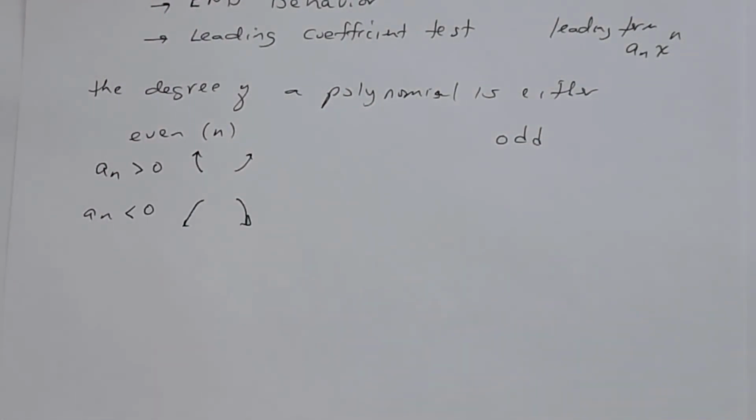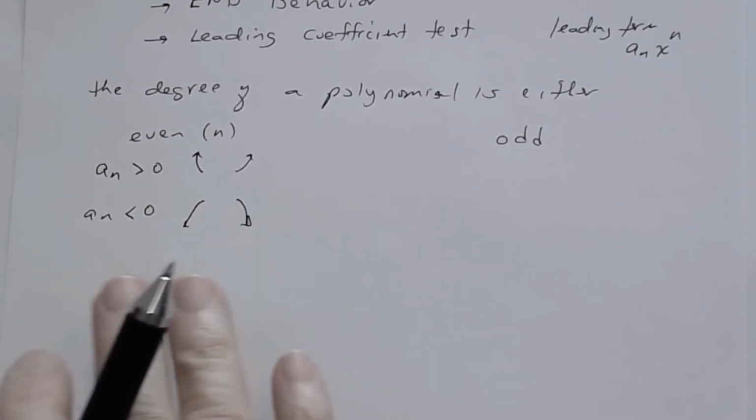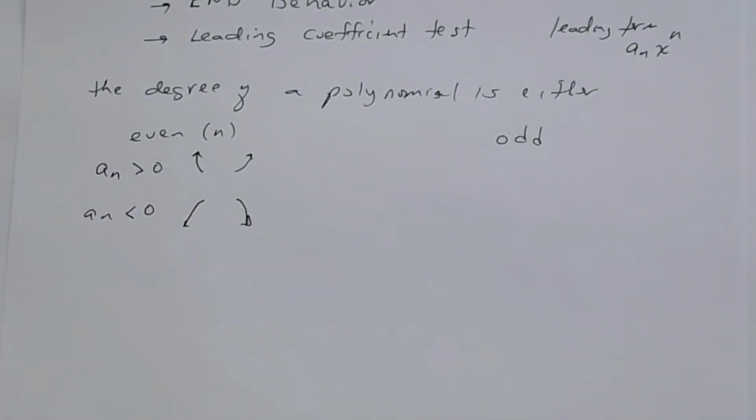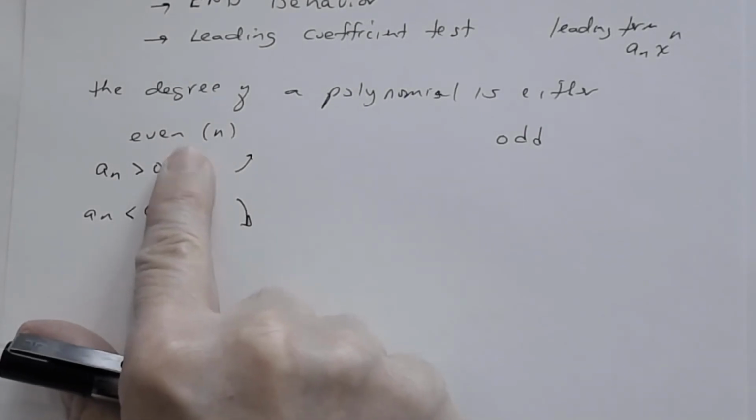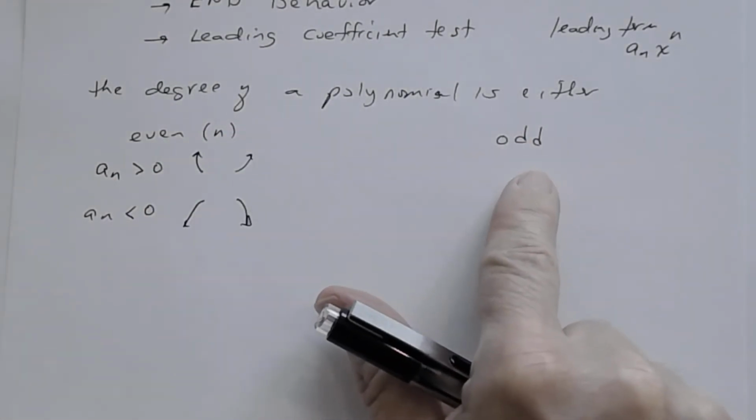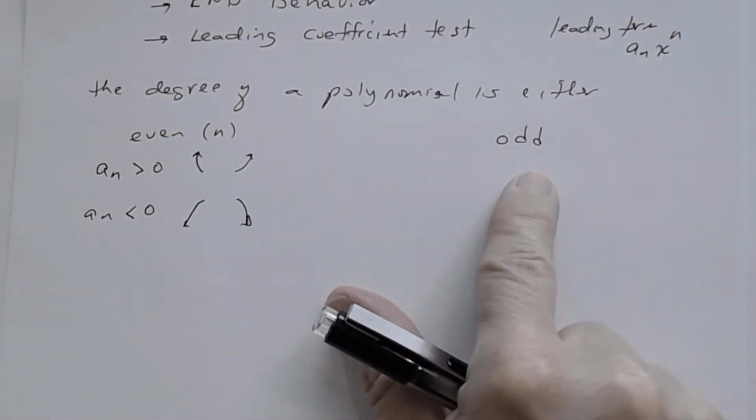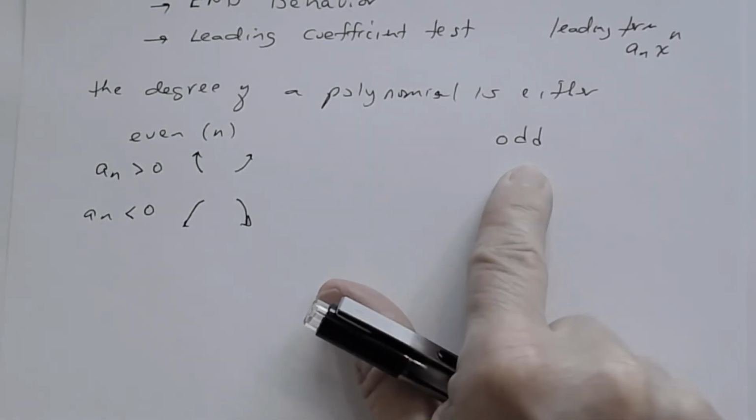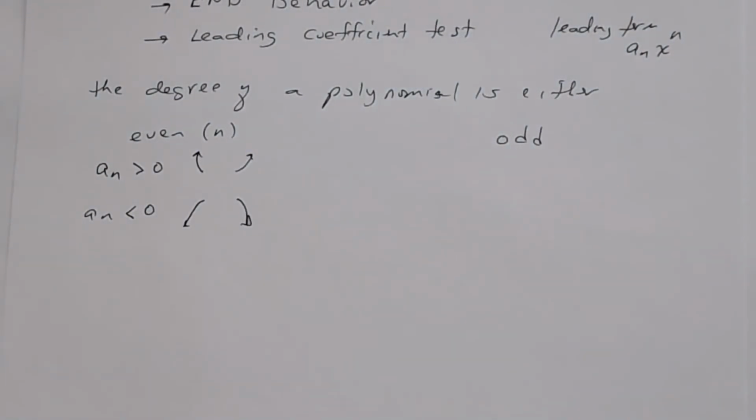Even degree is easy. And what I would do to help me with remembering this, now don't memorize what I'm putting here, don't memorize. That's not the intent. The intent is for you to understand what happens to the behavior at the ends for an even degree, what happens to the behavior at the ends for a polynomial with odd degree. And the way I would do that is this.